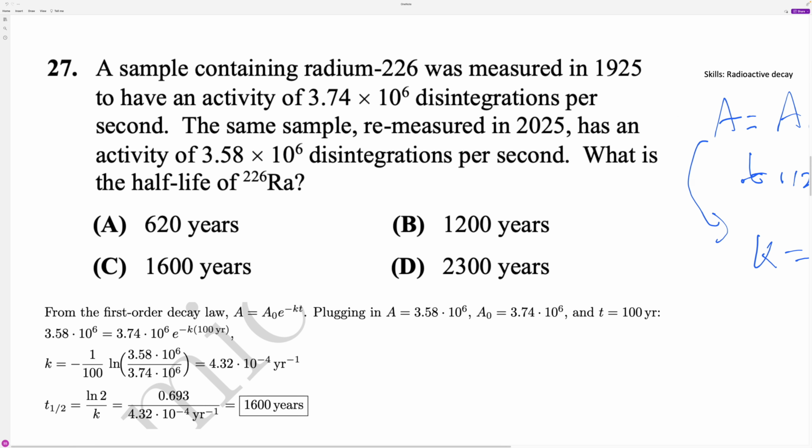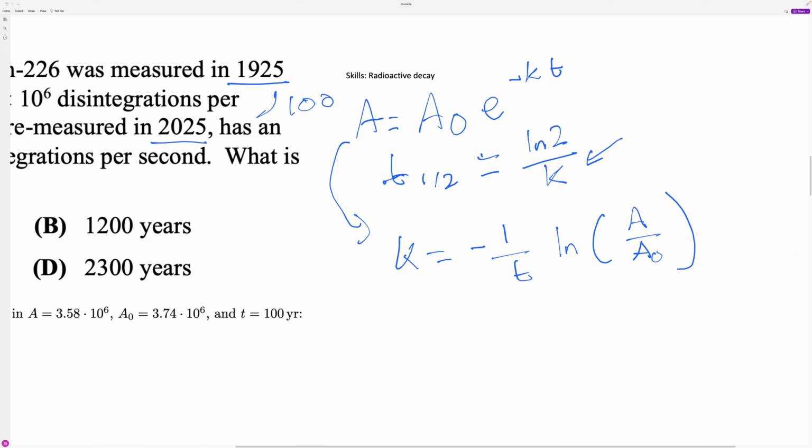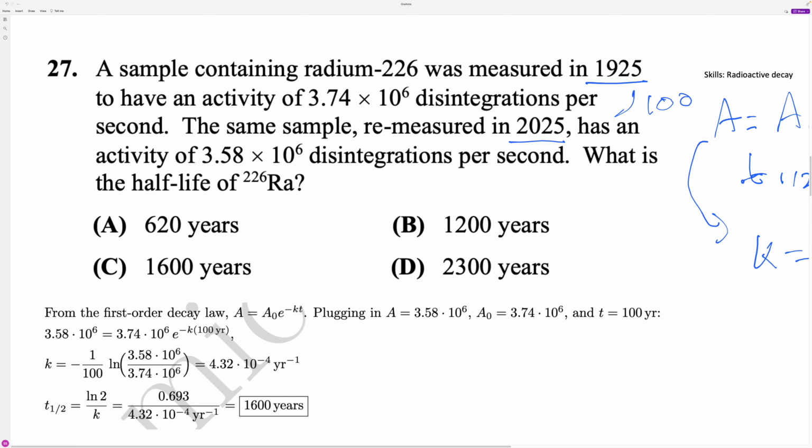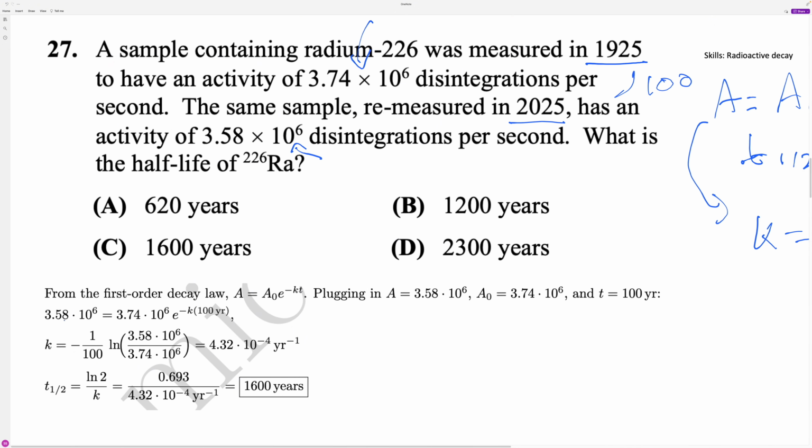For t, notice that the sample is first measured in 1925 and then measured in 2025, which has a difference of 100 years. So that's going to be our t. And then a is going to be this here. That's the current activity. And then this is going to be our initial activity. So we're just going to plug that in here.